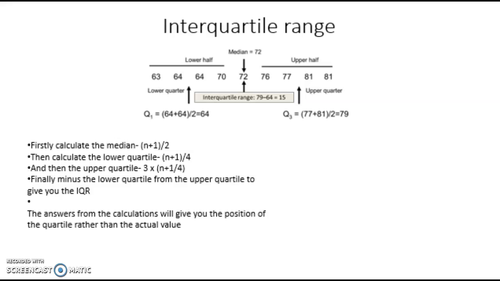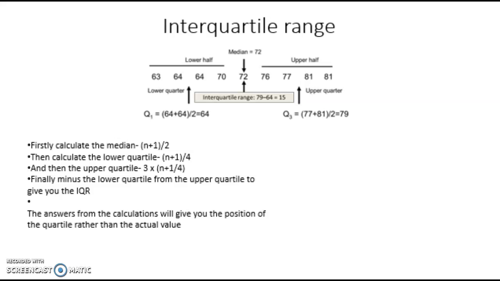In order to calculate the interquartile range, you must first find the median, the lower quartile, and the upper quartile. You must know that n equals the number of scores, and the answer you get from these equations gives you the position of the quartile and not the actual score itself.